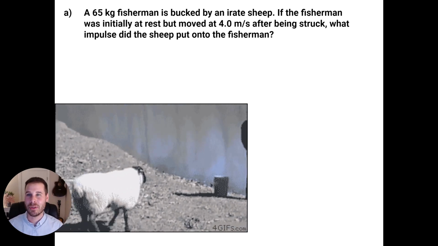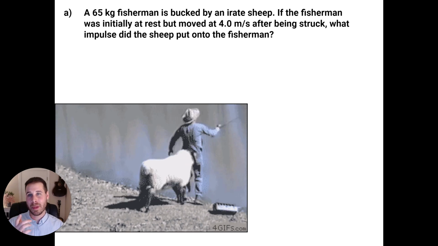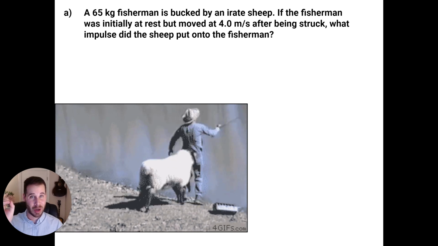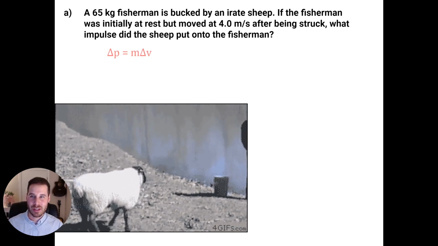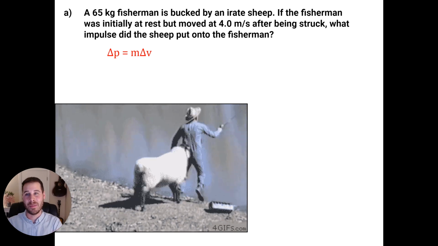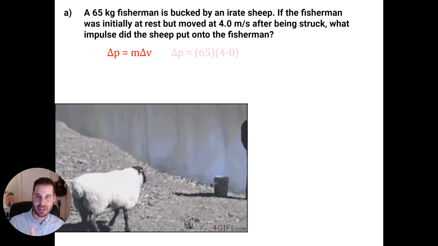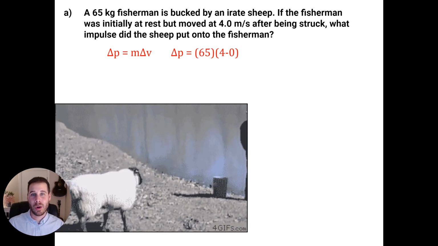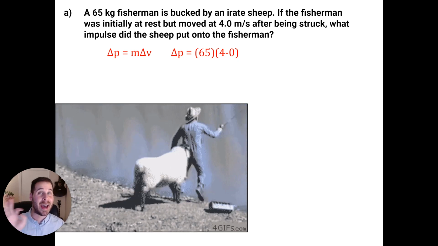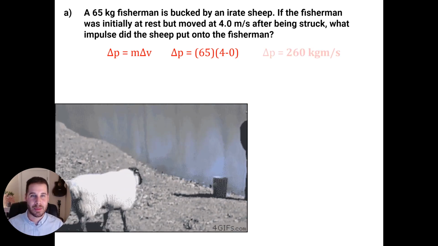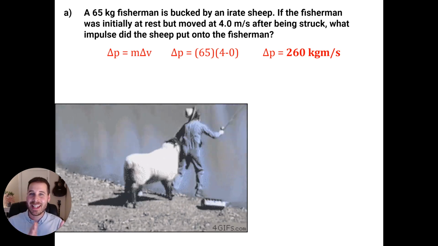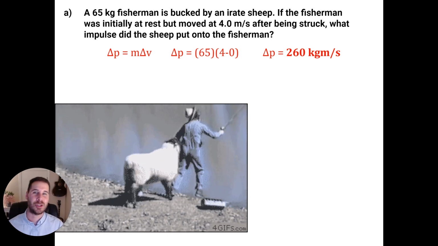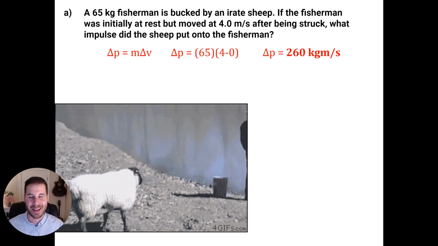Okay, so we're being asked what impulse the sheep put onto the fisherman. We're being given his initial and final velocities. His final velocity is 4, his initial is 0, and we're given his mass. So this is the formula that we're going to use because we have all this information. So delta P equals m times delta V. Let's plug in his mass, which is 65 kilograms, and his final velocity is 4, and his initial velocity is 0 because they say at rest. That means no velocity. Putting those numbers together, we get an answer of 260 kilogram meters per second. That's how much impulse the sheep put onto that guy. It's the oomph that it transferred into him. You can definitely see that oomph playing out in the GIF.